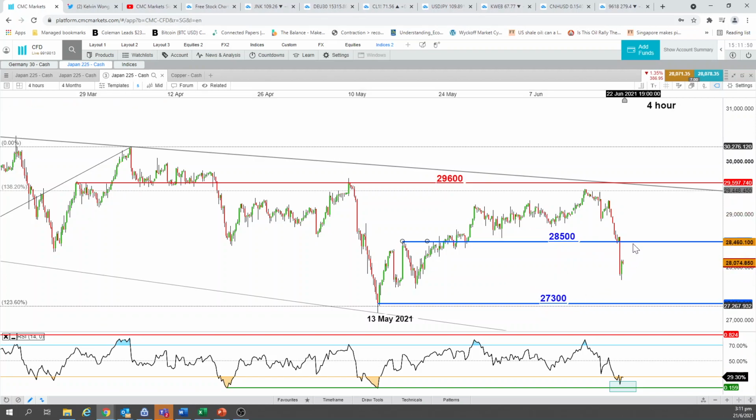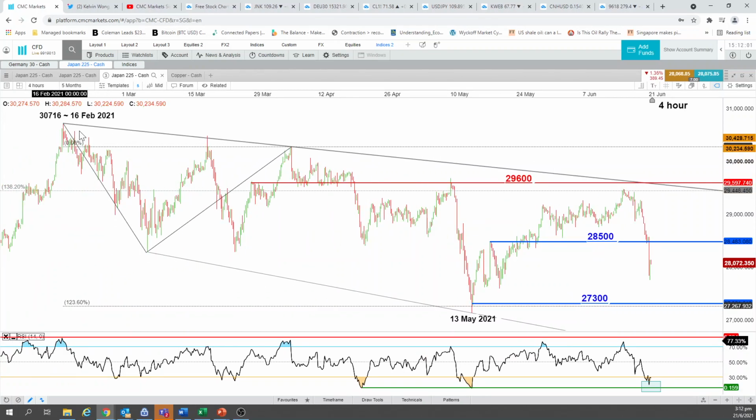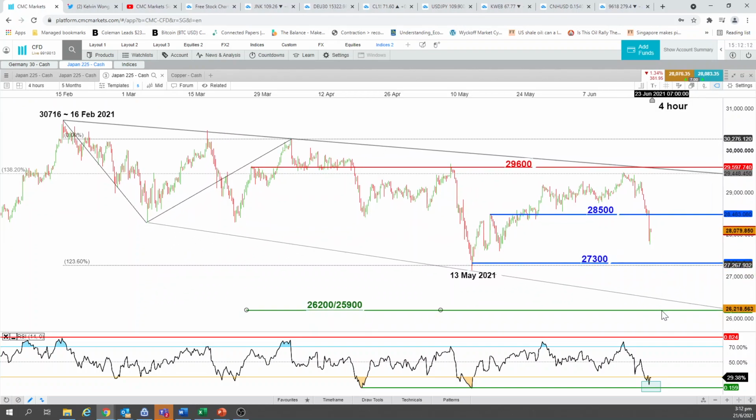Unless we start to see a 4-hour close back above 28,500, then we could see a push up again to retest the upper bound, the descending trendline resistance that is still in place since the 16th of Feb 2021 high, at 29,600. If this level starts to break down, as a 4-hour breakdown below 27,400, it could take us much lower to the next support at 26,200 slash 25,900, which is also the lower boundary.